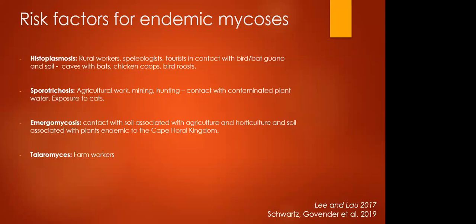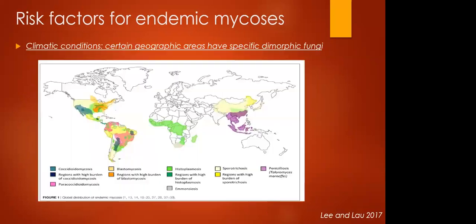Emergomycosis is thought to be contact with soil associated with agriculture and horticulture, and soil associated with the plants that are endemic to the Cape Floral Kingdom in the Western Cape. And Talaromyces is also found in soil, so farm workers are more at risk. So it is very important to ask specific questions in relation to all these exposures so that we can get a clue as to which potential endemic mycosis our patients could be suffering from.